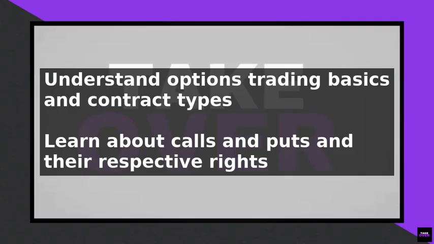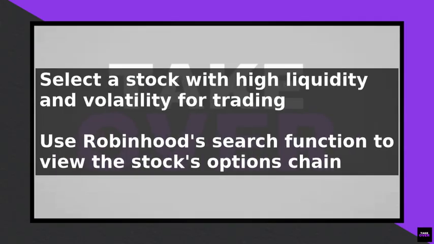Begin by selecting a stock you are interested in trading options on. Look for stocks with high liquidity and volatility, as these tend to have more options available. Use Robinhood's search function to find the stock and click on it to view its options chain. The options chain will show you all the available options contracts for that stock, including their strike prices, expiration dates, and prices.